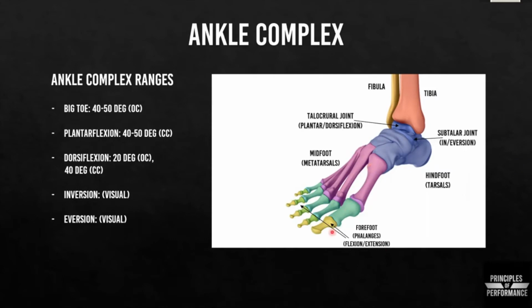Now, it's not easy to measure these, but we should still try our best. If I was going to suggest measuring something, I would pick the big toe and ensure that we're getting 40 to 50 degrees of extension in our big toe. So that's lifting the toe off the ground in an open chain, which is to say that we're not assessing it with the toe fixed to the ground as we move the foot. So we're wanting to see if we can get 40 to 50 degrees of open chain big toe extension.